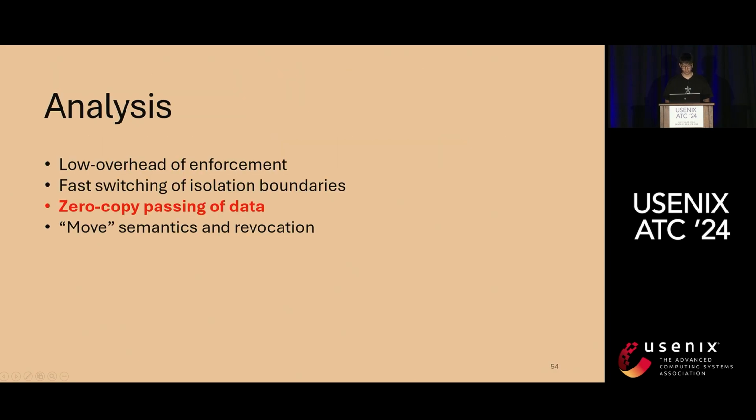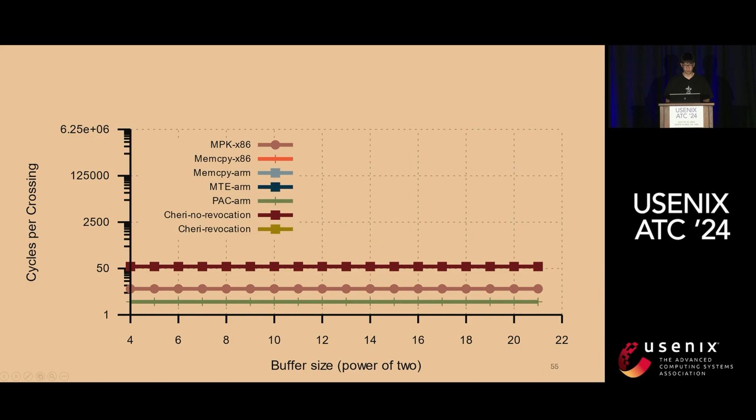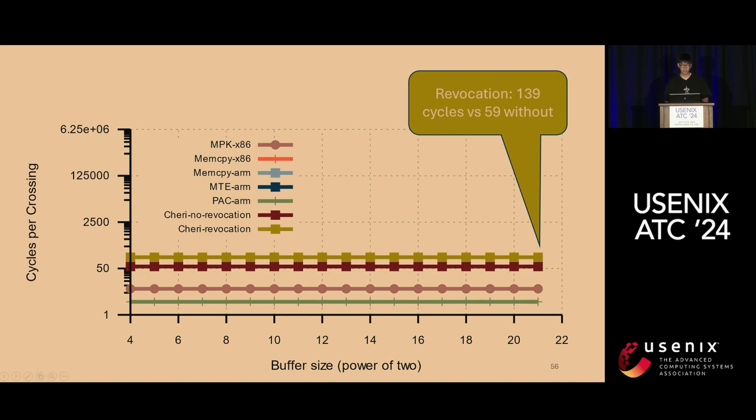To understand the overhead of passing data, we collect the overhead of each mechanism passing data of different sizes. PAC, Cherry, and MPK all have constant overhead of passing data of any size. Cherry takes 140 cycles to pass the capability and revokes one in-memory copy of it.